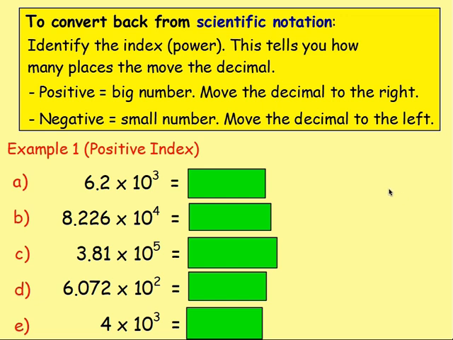So, example 1. Let's stick with some positive indices, positive powers. So writing these numbers back just in normal form. First of all, 6.2 times 10 to the power of 3. Crystal, help us out. What do we do? Well, because it's a positive power, it's a 3, it means we move the decimal 3 places to the right. We do indeed, yeah, well done, Crystal.